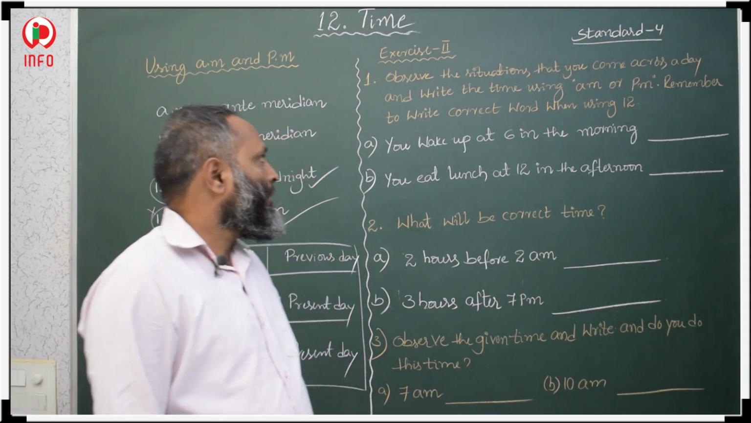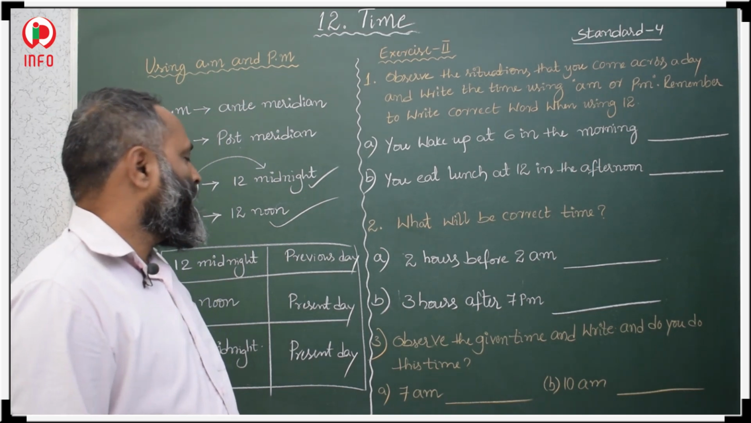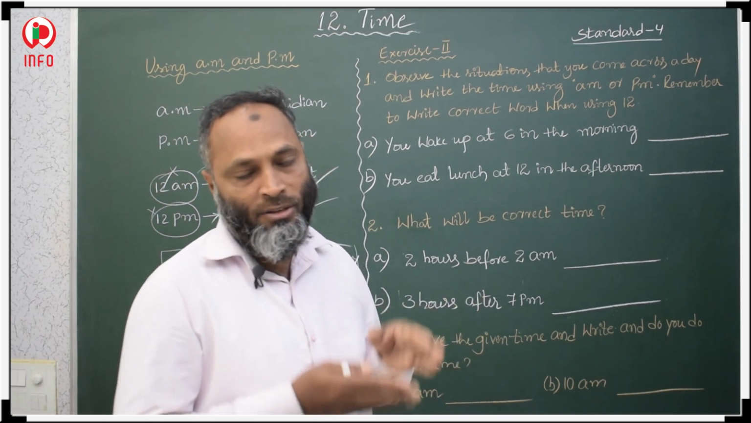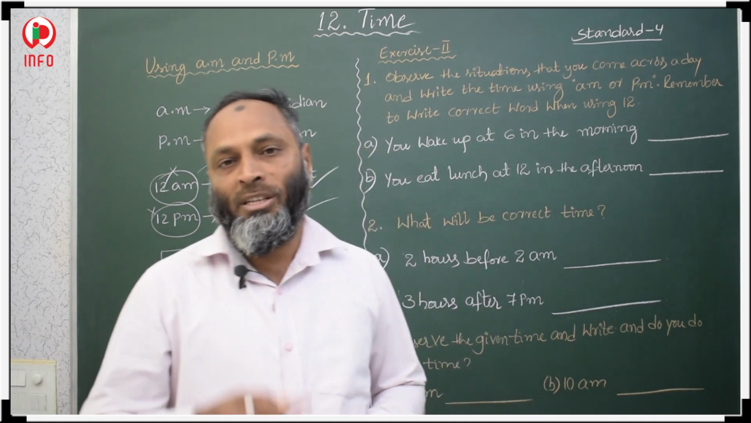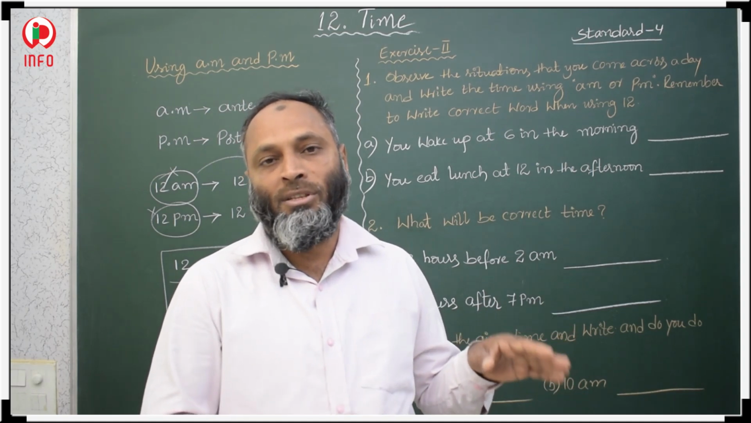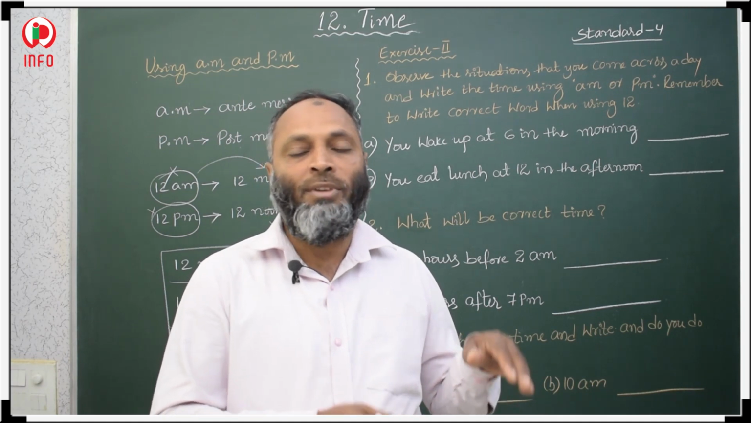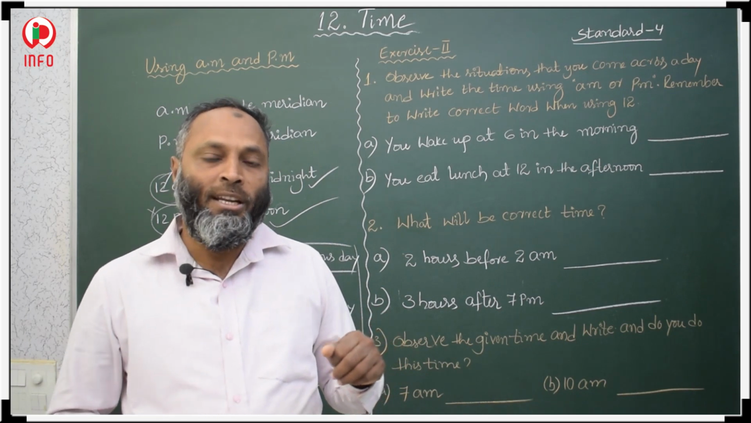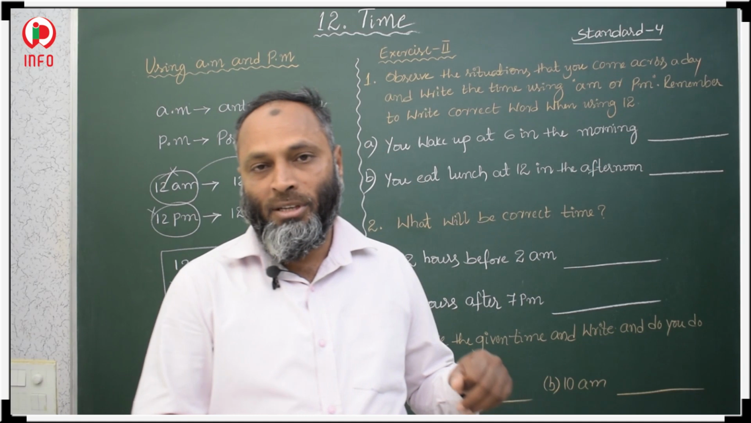Now in the exercise, the questions are based on AM and PM. See here, at night 12 is called 12 midnight. After that, 1 o'clock in the night means 1 a.m., 2 o'clock means 2 a.m., 3 a.m., 4 a.m., 5 a.m., 6 a.m., 7 a.m., 8 a.m., 9 a.m., 10 a.m., 11 a.m.